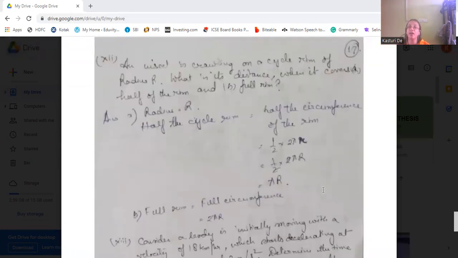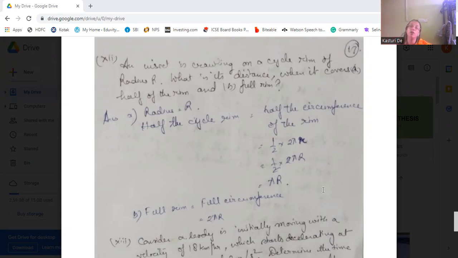Next, an insect is crawling on a cycle rim of radius r. What is its distance when it comes to half of the rim and the full rim? Okay, so the radius is r, and half of the cycle rim is half of the circumference of the circle. That is a semicircle. The total circle circumference is 2 pi r. So half means half into 2 pi r, that is pi r. And if it is the full rim, full circumference, that is 2 pi r. And r here is the radius, denoted by capital R.